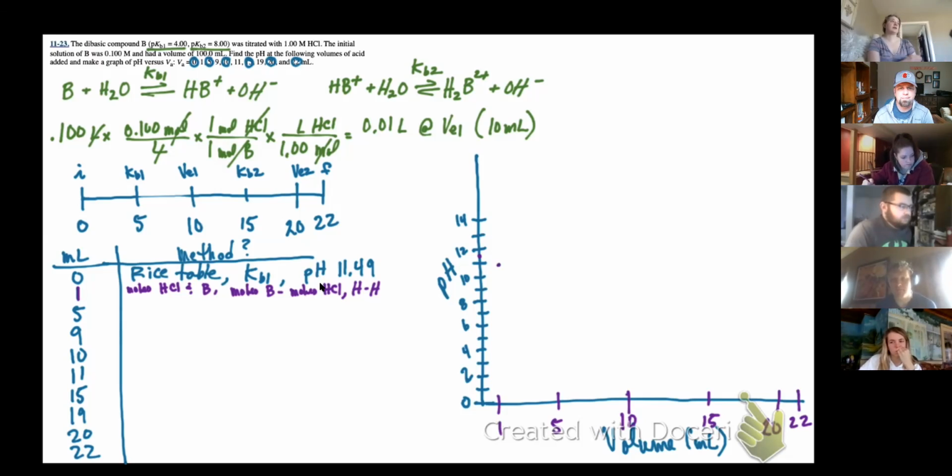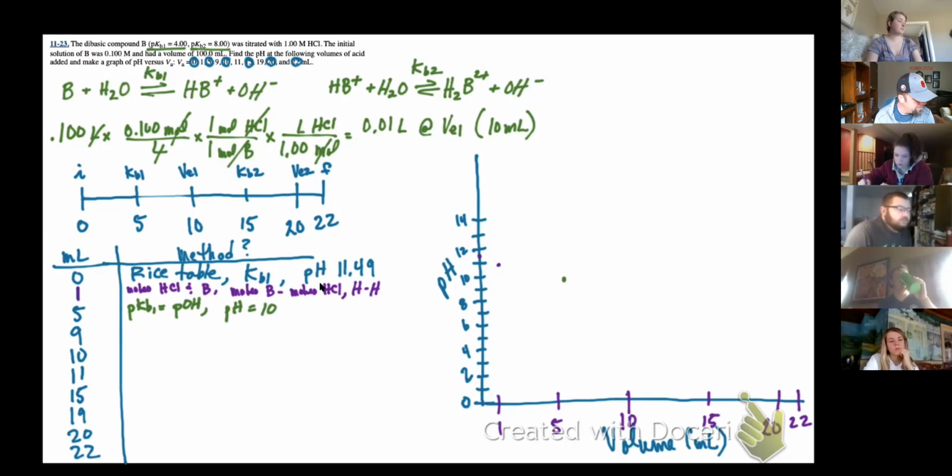All right, 5. Pretty simple. PKB 1 is going to be equal to POH. And so then it's just 14 minus 4. You get 10. Okay. 10. This was at 5, so about there.